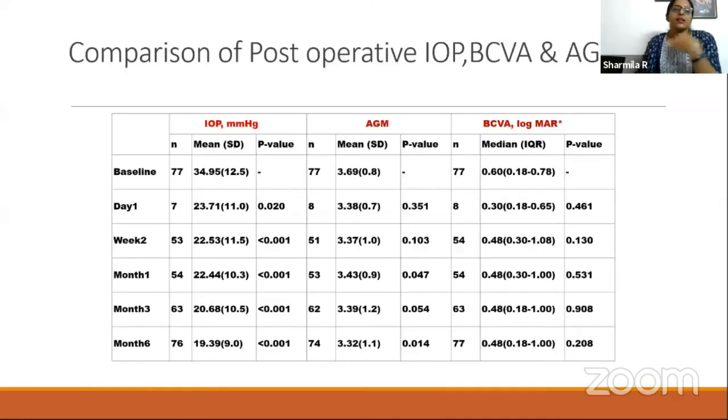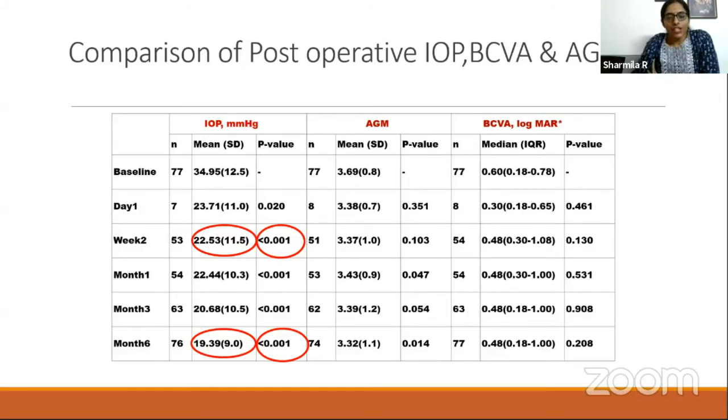So our results were almost similar to what Professor had shared. We had a baseline high intraocular pressure of 34, and at week 2, we had 22.53 with a significant reduction. This was consistently lower at month 1 and month 3, and it was maintained at 19.39 at month 6, a significant reduction from the baseline.